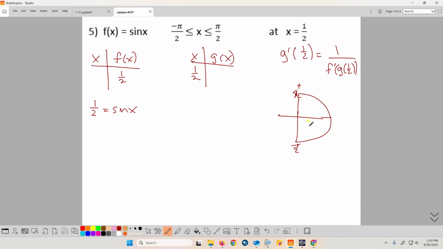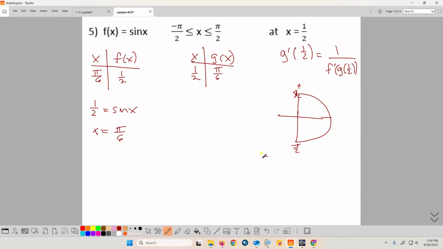And anyway, 1/2 for the y value there, it's going to be at pi over 6. So x equals pi over 6. All right, so we got our x value there. And that means that sine of pi over 6 is 1/2, by the way. Okay, so now that we know the x value for this function, that means that this is the output for the g function. Okay, so if you were to plug it in here, you can, right?